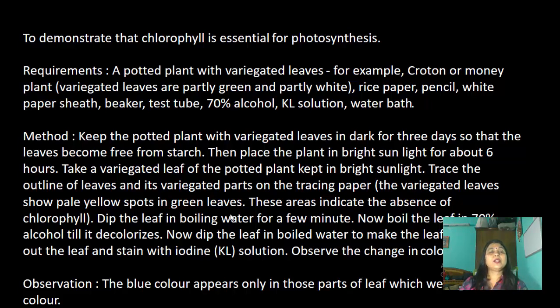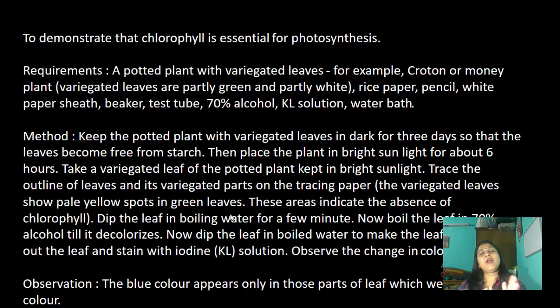Now after 6 hours, you just pluck a leaf of the potted plant kept in bright sunlight. What you have to do is trace the outline of the leaf and its variegated parts on the tracing paper. The variegated leaves show pale yellow spots in green leaves. These areas indicate the absence of chlorophyll. So where there is green color, that means chlorophyll is present, but where there are pale yellow spots, that means chlorophyll is absent.